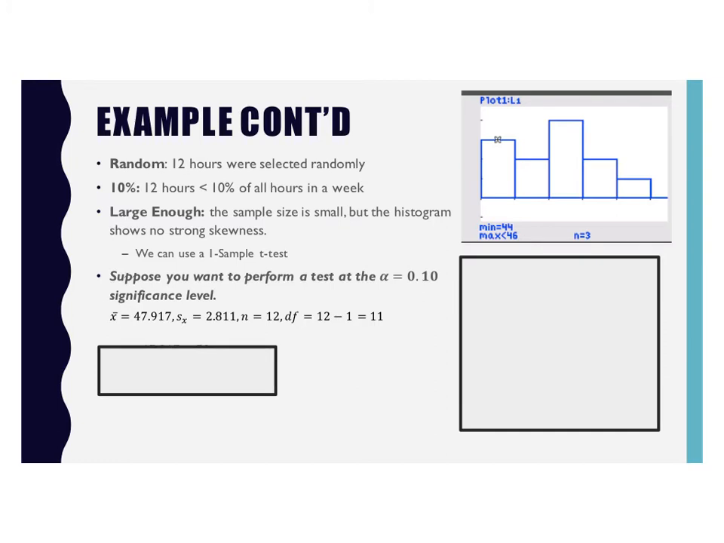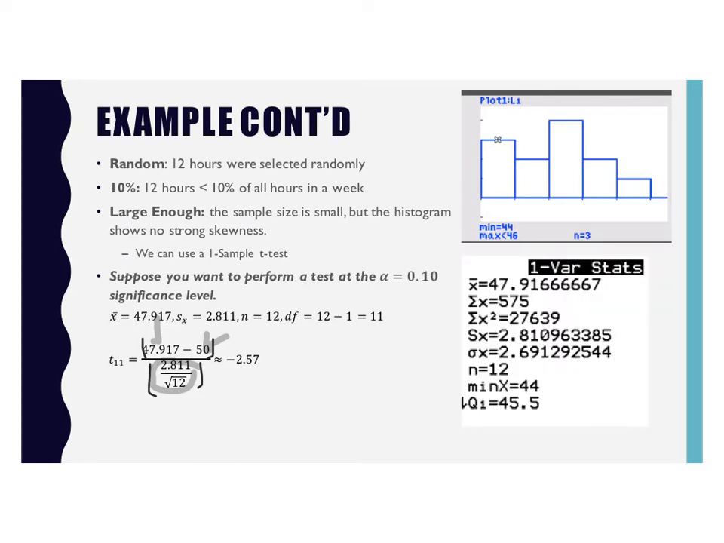When we set up our test statistic, we insert our sample mean right here. This is my null. For the standard error, I take the sample standard deviation divided by the square root of our sample size. Be careful when you type it into the calculator: you need parentheses around the numerator and the denominator. You should get approximately negative 2.57. And here are the one variable stats.